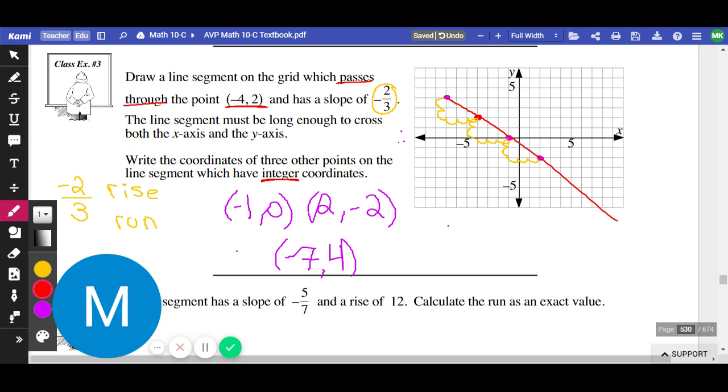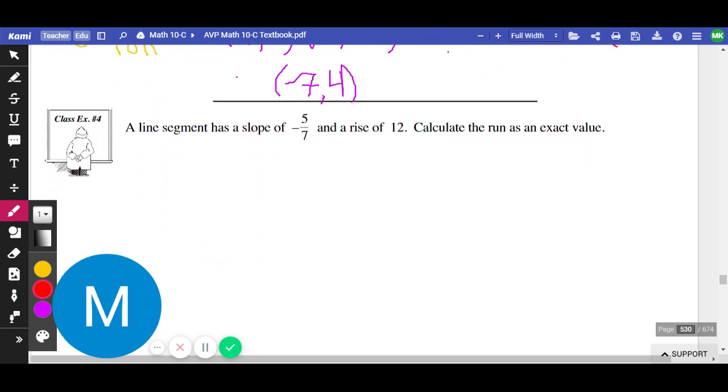Fantastic. This is another type of question you're almost guaranteed to get. Right? They love to give those types of questions. So that's giving a slope, creating a line. All right, I think that's our last question.